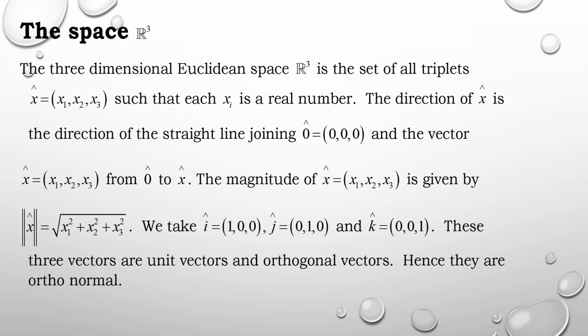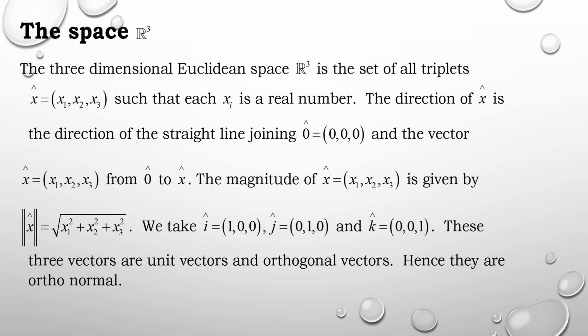Let us see the space R3. R3 means our three-dimensional Euclidean space. R3 is the set of all three tuples or triplets x cap equals x1, x2, x3, where each entry is a real number. R3 is our three-dimensional space. In this space, if we take x cap equals x1, x2, x3, we have to assign a direction to it and a magnitude to it to call it a vector.